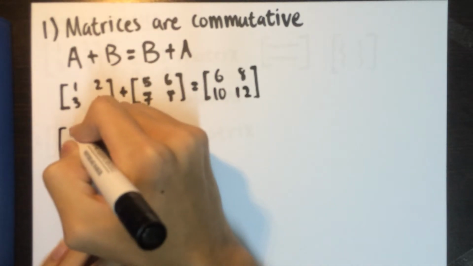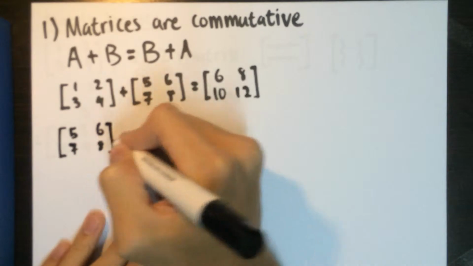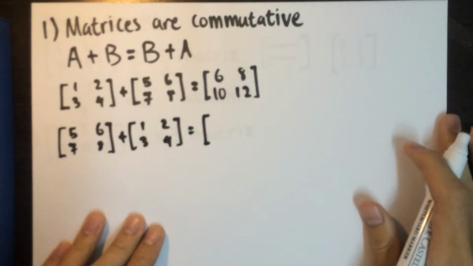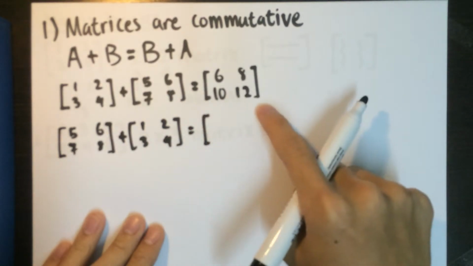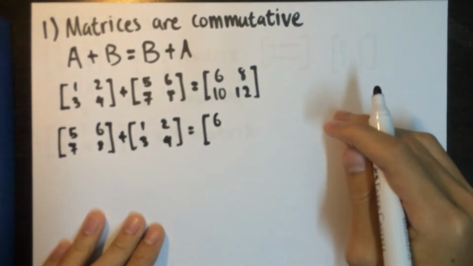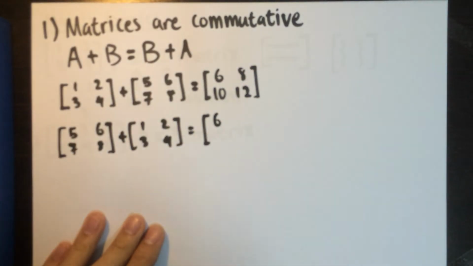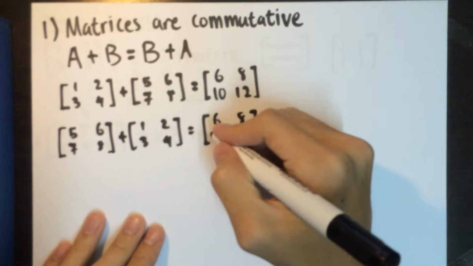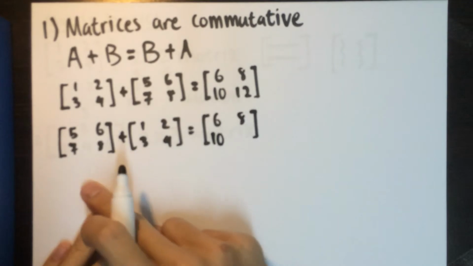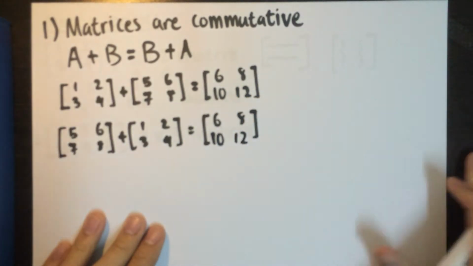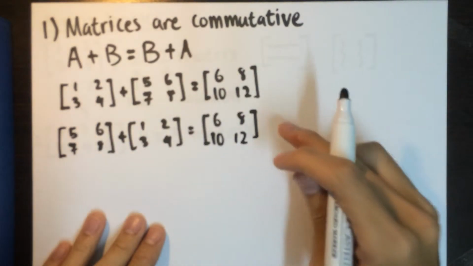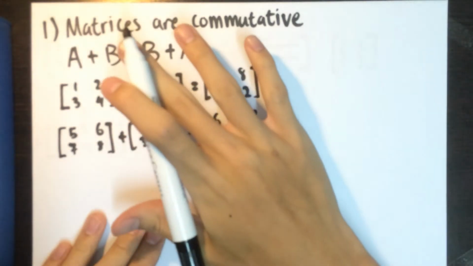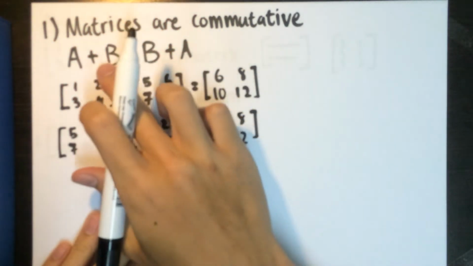So let's see if we have B plus A, what would you get? First row, first column, 5 plus 1, 6. First row, second column, 6 plus 2, you get 8. Second row, first column, 7 plus 3, you get 10. Second row, second column, 8 plus 4, you get 12. So it is shown that the arrangement doesn't matter whether A comes first or comes second. So that's it. That is what we meant when we say that matrices are commutative.